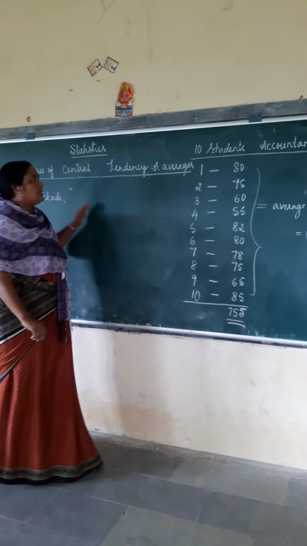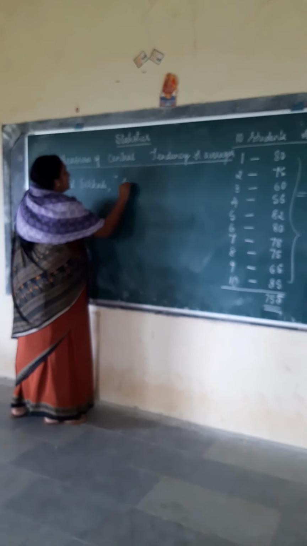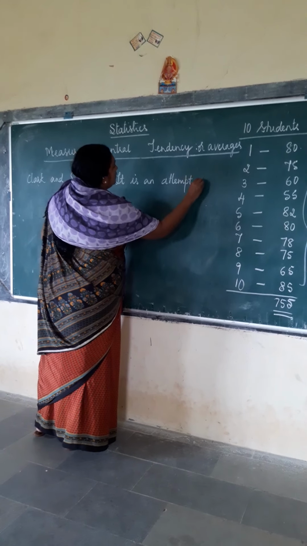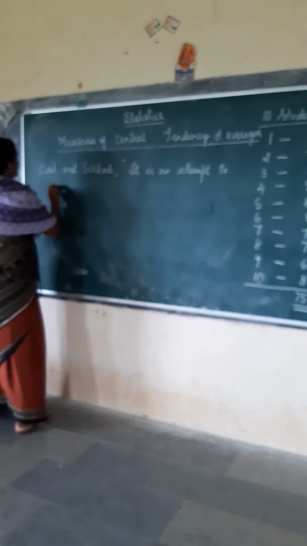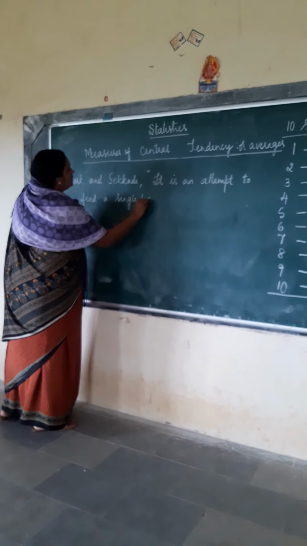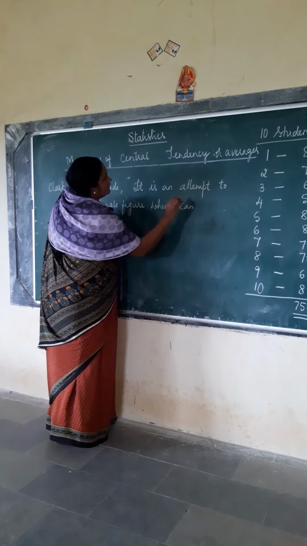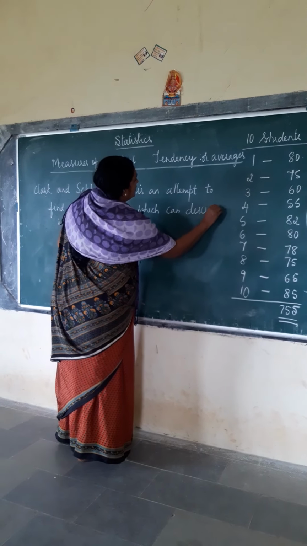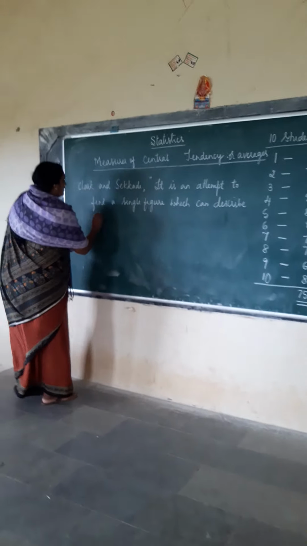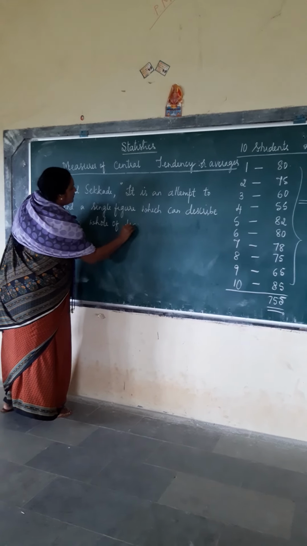Okay. Then what are measures of central tendency or averages? According to Clark and Sekkar, it is an attempt to find a single figure which can describe the whole of figures.